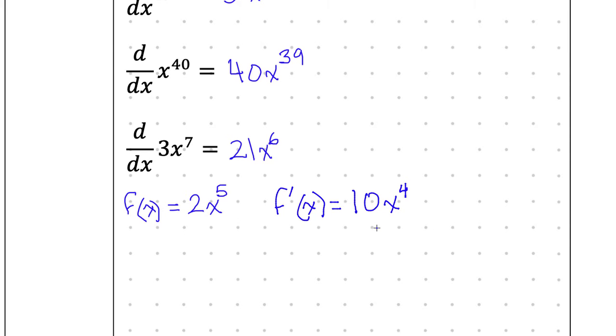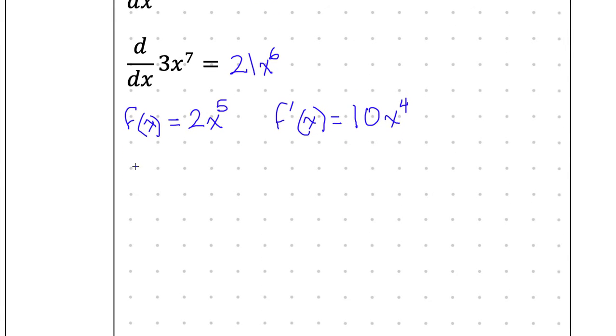So you multiply and then subtract 1 from the power. Say again? So basically, you're just multiplying it, like 5 times 2, and then you just subtract 1 from the power. That's it. There it is. Let's try one more. This will be our 5th one.